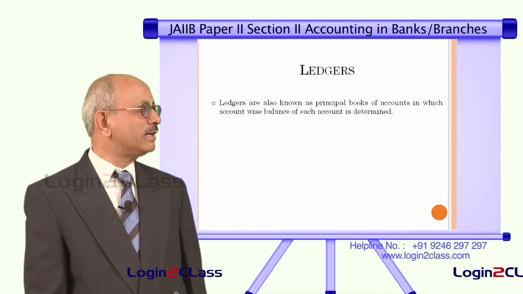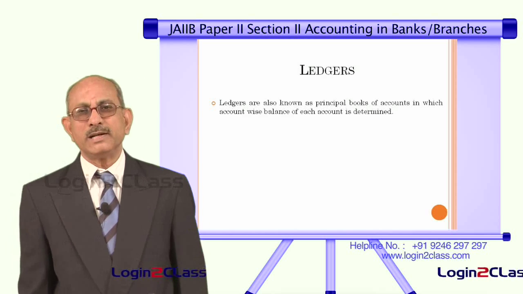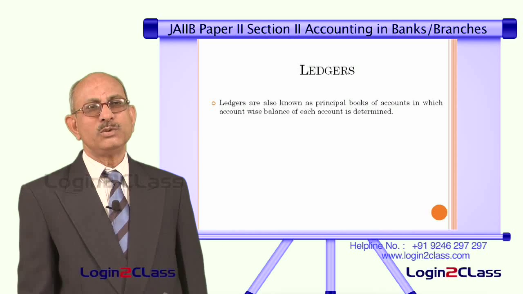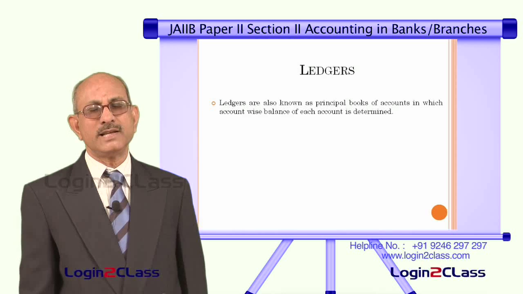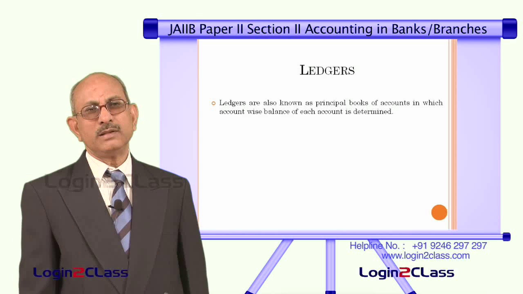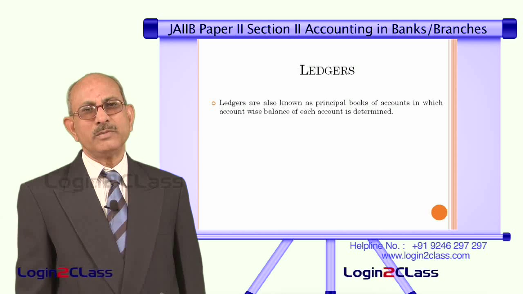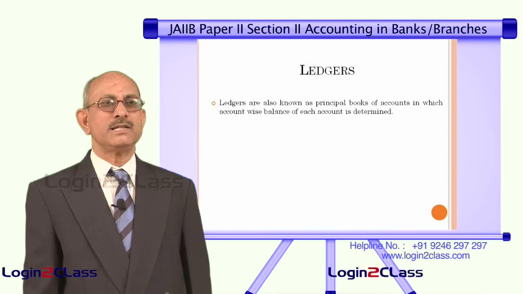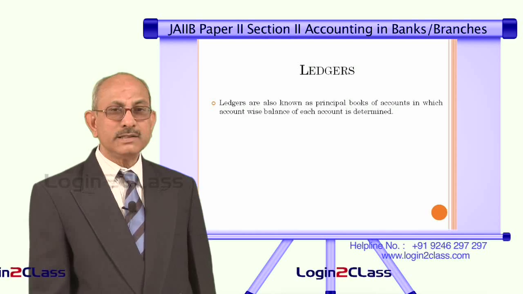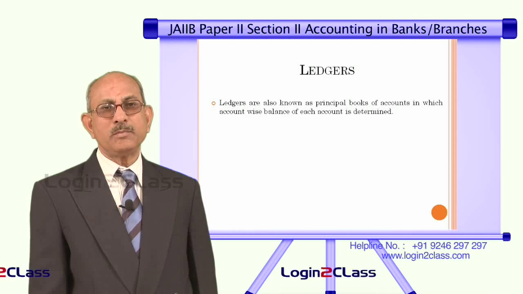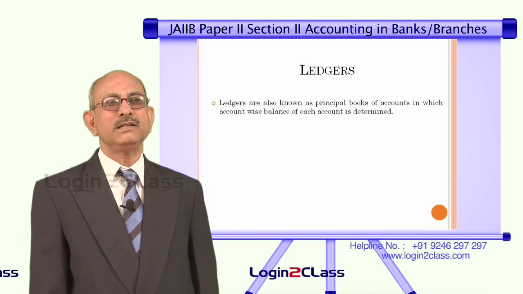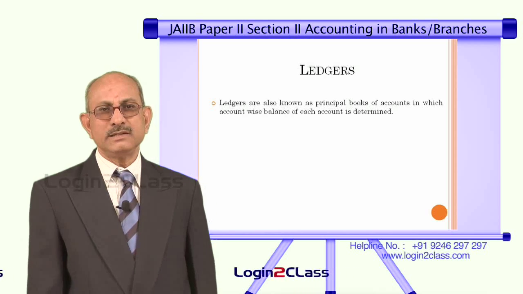An entity may have several accounts, and we would like to know what is the balance in each of these accounts, which is not possible from the journal, because journal is only a chronological recording of all transactions which have taken place. So in each transaction there are two accounts. Over a period of time, a particular account may have got affected by several transactions. So what is the net result of all these transactions? How much is the cash balance in the accounts? What is the bank balance? These can be done only after we segregate the journal entries in terms of accounts.